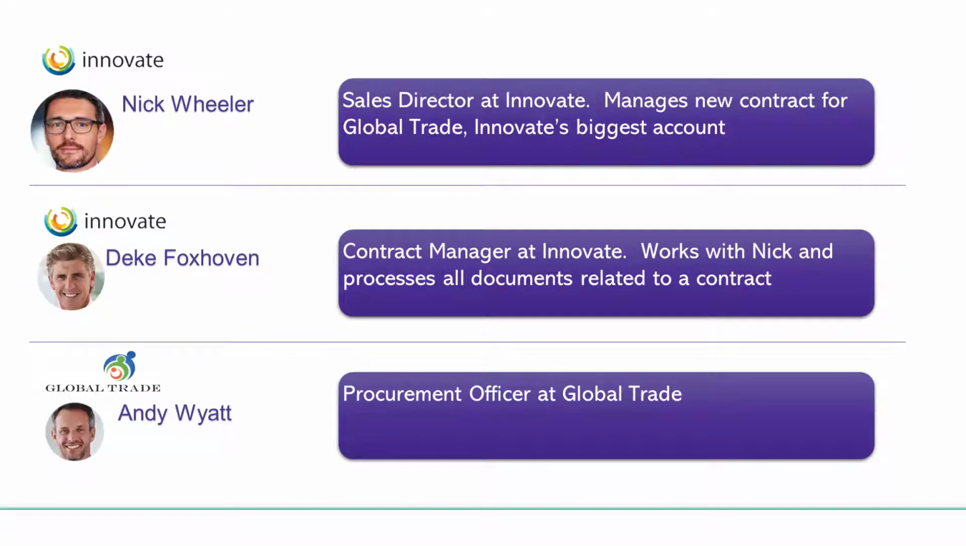Let's go through the personas for this demo. First, we have Nick Wheeler. He's a sales director at Innovate. He manages a lot of the new contracts. We also have Dick Foxhoven. He works with Nick, and he's a contract manager at Innovate. Finally, we have Andy Wyatt. He's a procurement officer at Global Trade, and he will be signing the contract as we go forward.